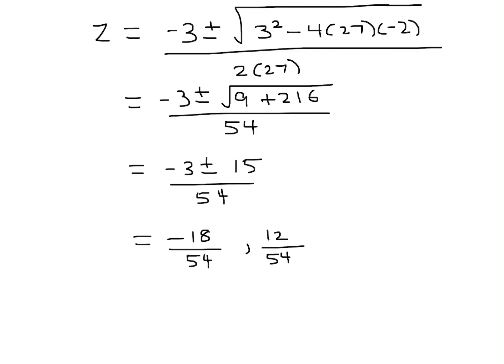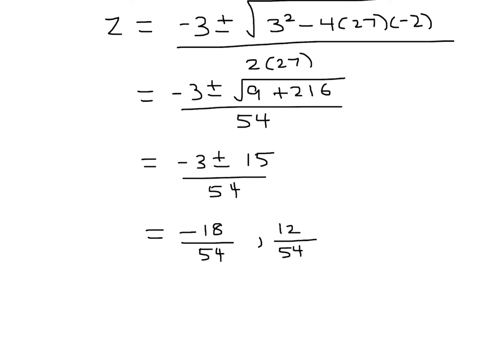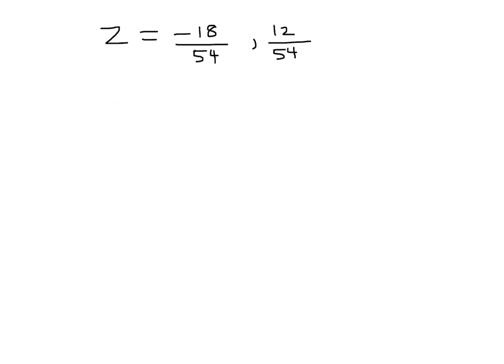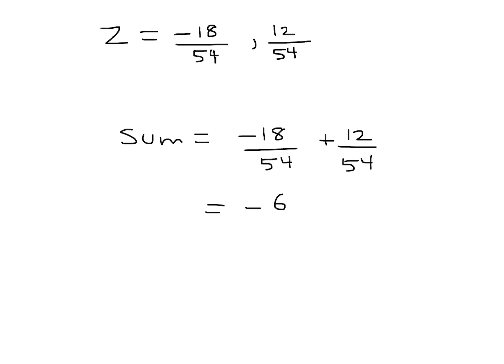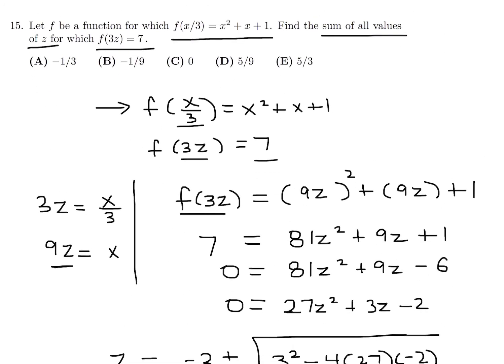Right. So what do they want in the question? The sum of all values of z. Okay. So our values for z are these two guys. So they want the sum. So the sum would be minus 18 over 54 plus 12 over 54. And that looks like minus 6 over 54. And the top and bottom divide by 6, which leaves you with negative 1 over 9. So that would be 15 is B.